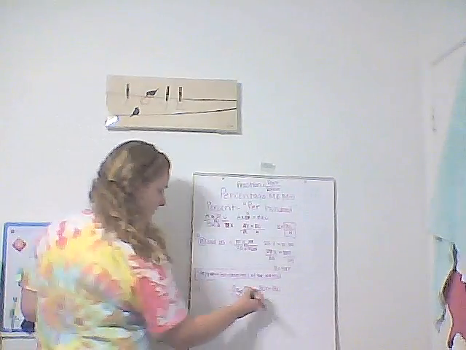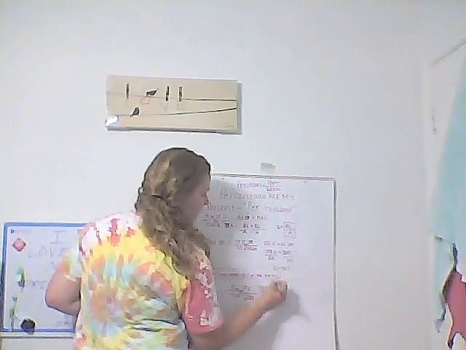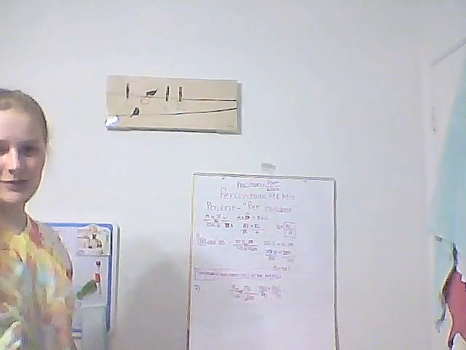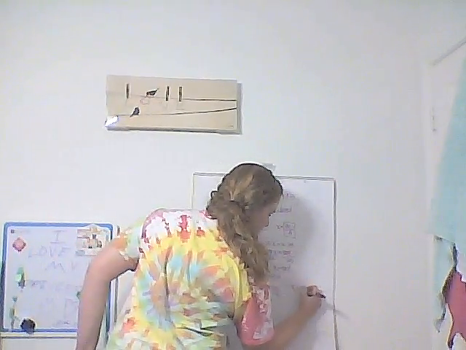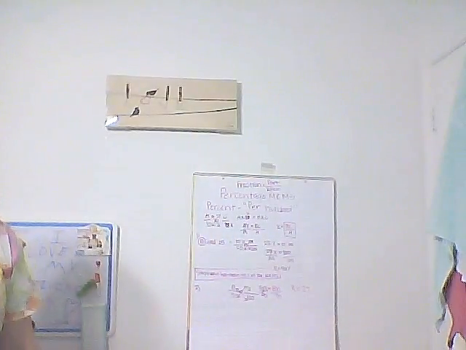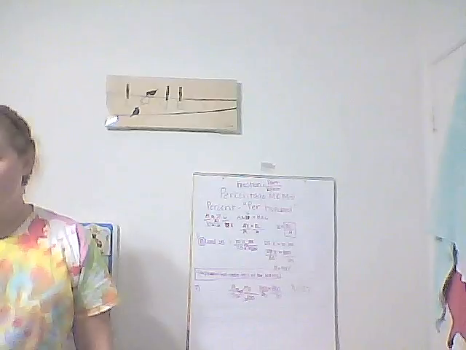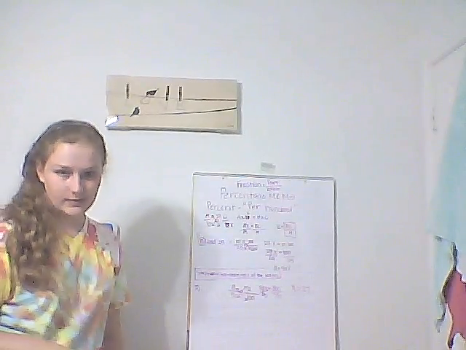Alright, so now what's the next step? We're going to divide both sides by 30, because what we do to one, we must do to the other. So what does x equal? 27. So is that my answer? No, remember? Mrs. Pate wants us to write a sentence.